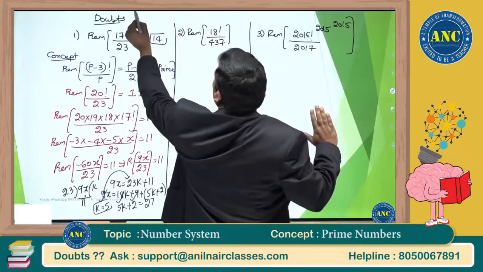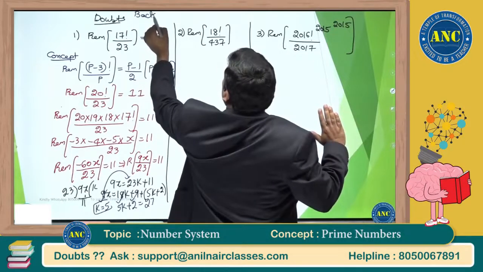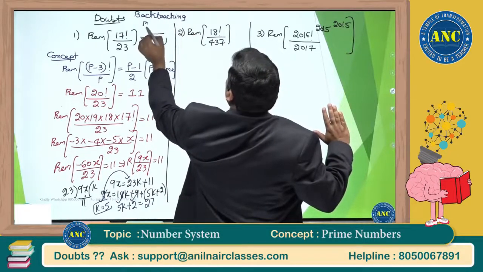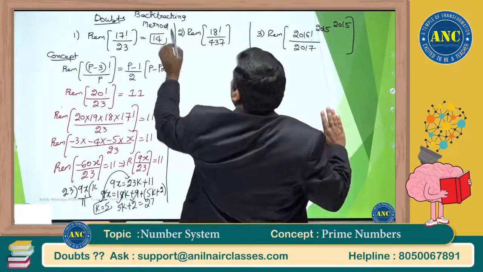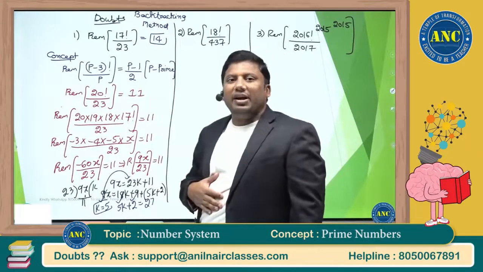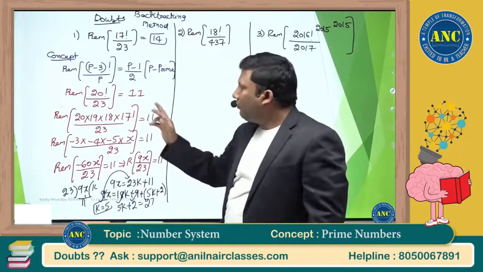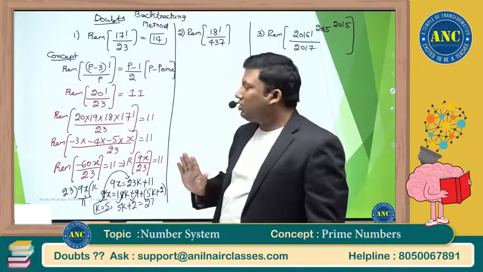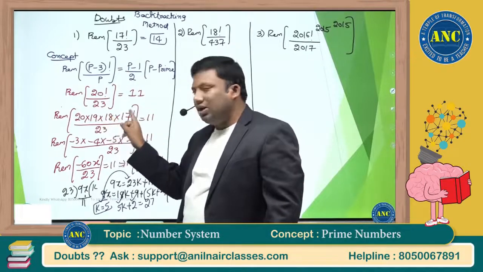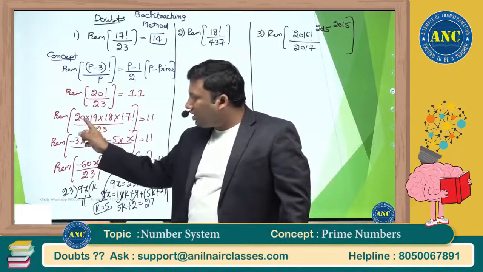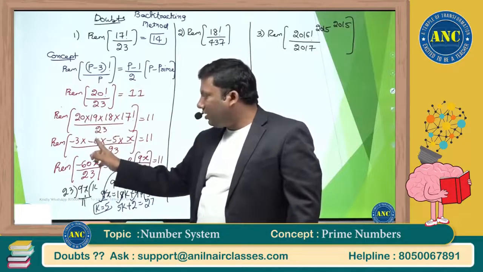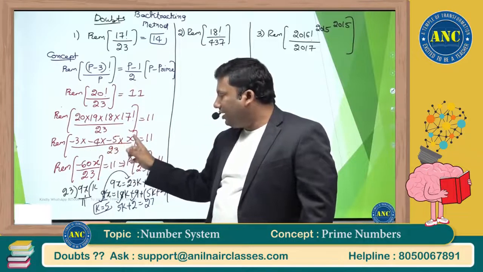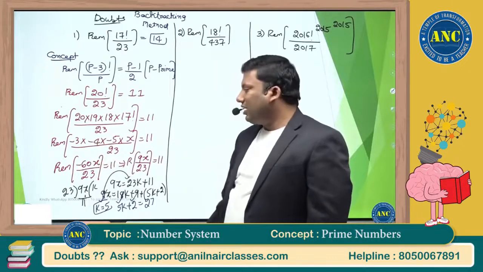What is the concept that I used in the first question? Backtracking. What is the backtracking method? Backtracking is a method where from the known we try to find out the unknown. (p minus 3) factorial divided by p is (p minus 1)/2. 20 factorial by 23 is 11. From 20 factorial, I need 23: 20, 19, 18, 17 factorial. 23 ones are 23, minus 3, minus 4, minus 5, x. 3, 4, 5: 12 fives are 60.